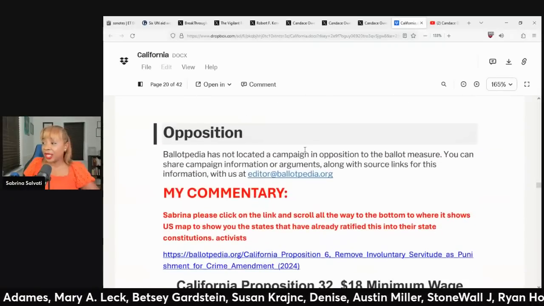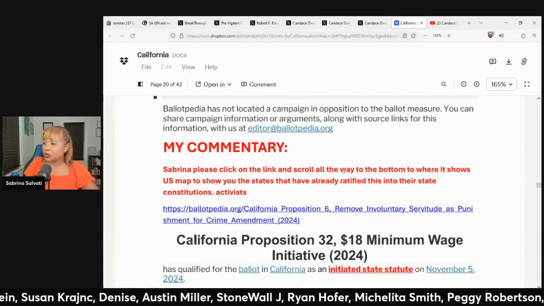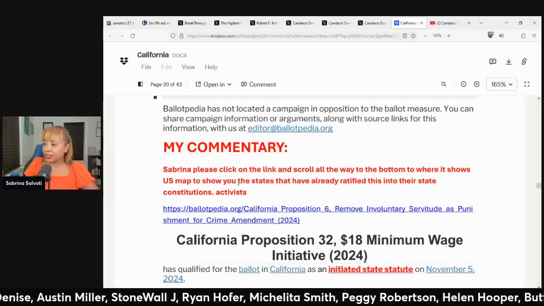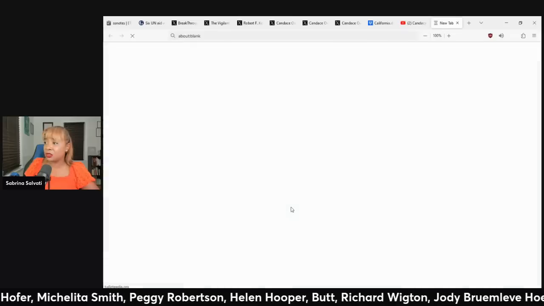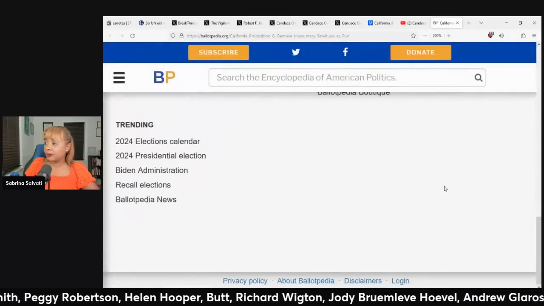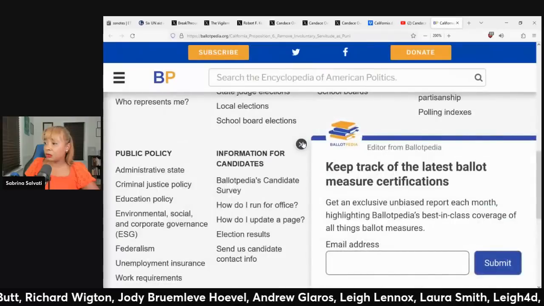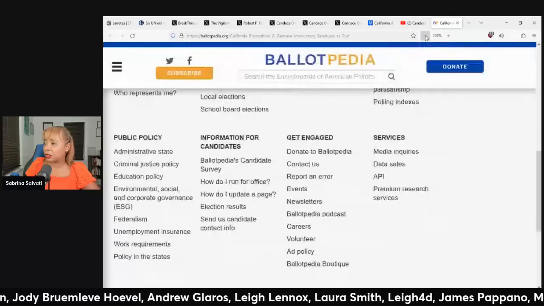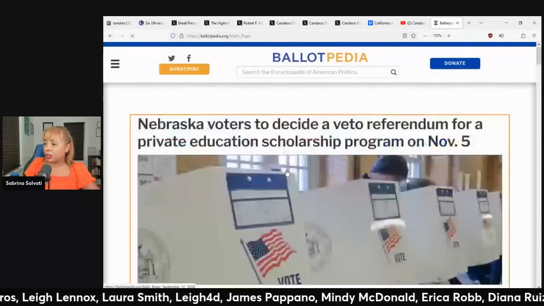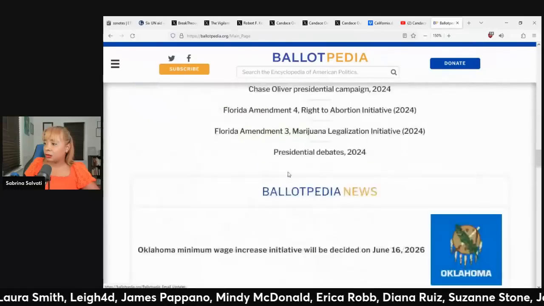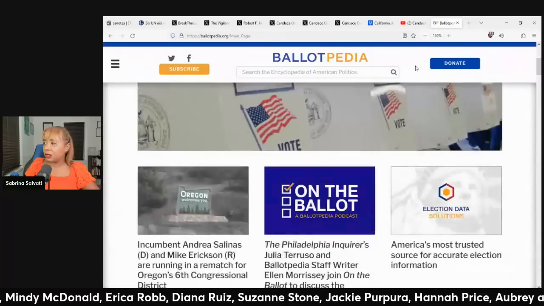Okay. And there's a note here from Roger. Please click on the link and scroll all the way to the bottom where it shows the U.S. map to show you the states that have already ratified this into their state constitution. Let's see. I don't see a map. Maybe I have this too large. Let me make it smaller because sometimes things disappear. Looks like they removed that, Roger. Sorry about that.